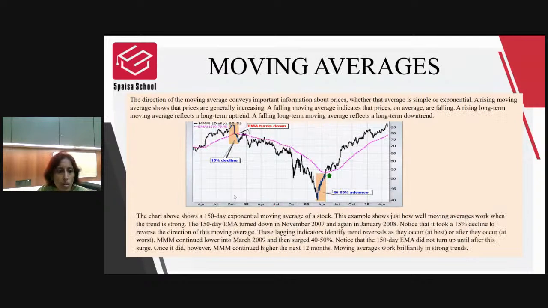So, the moving average chart types. As you can see in this particular chart, the chart above shows a 150-day exponential moving average of the stock. This example shows how well a moving average works when the trend is strong. When the trend is strong, here it's moving upwards.